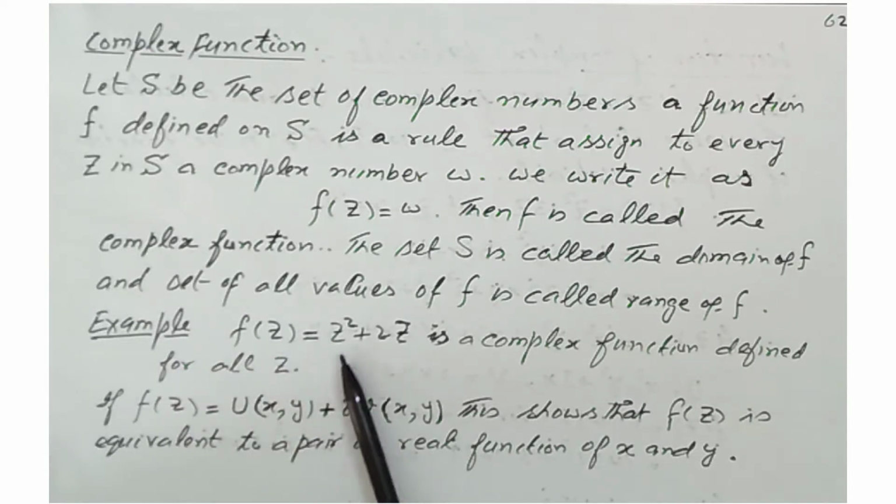So I am giving you an example. f of z equal to z square plus 2z is a complex function defined for all z. Here this is a complex number and this is also a complex number.